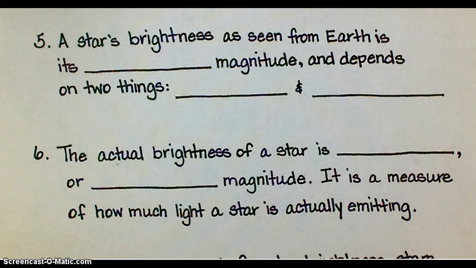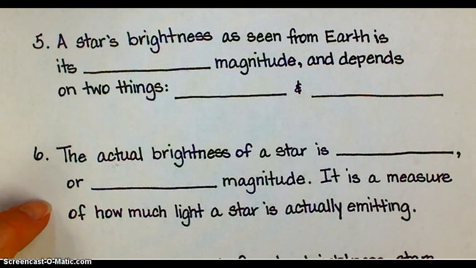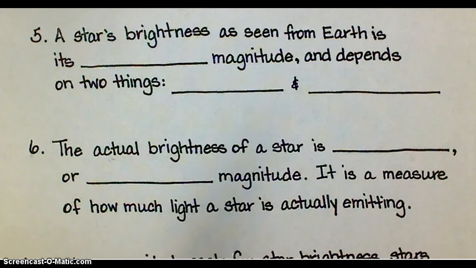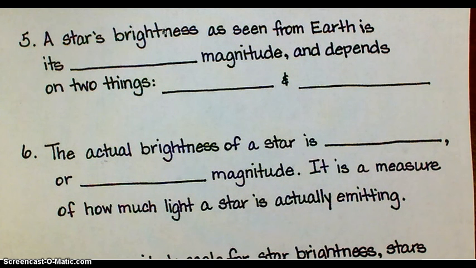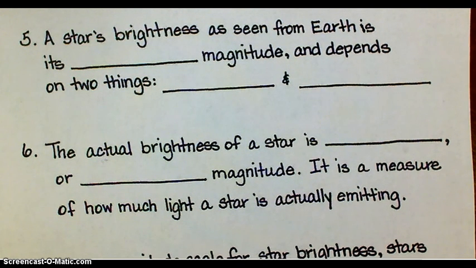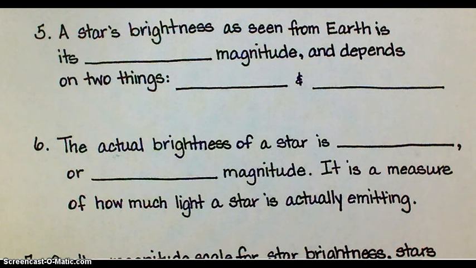Okay? And then that leads us to number 6. The actual brightness of a star is luminosity, or absolute magnitude. It's a measure of how much light a star is actually emitting. Okay? And you're going to see luminosity and absolute magnitude, those two terms, used interchangeably. They mean basically the same thing.